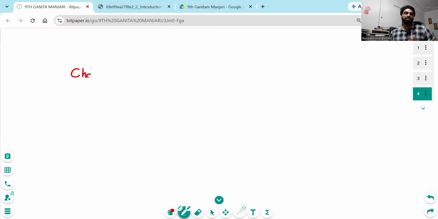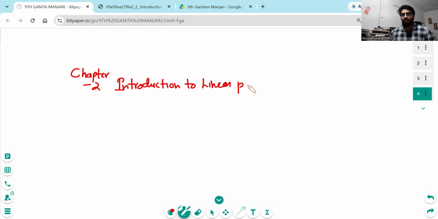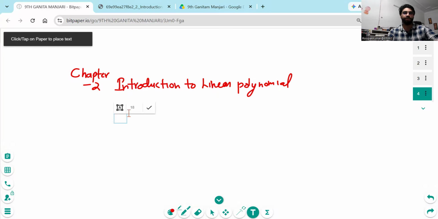So chapter 2 is one of my favorite chapters also, which is known as polynomial. So the title of the chapter in Ganita Manjari is Introduction to Linear Polynomial. This is the title of the chapter that we'll be doing. I hope you can see the annotation, linear polynomial. In every video, we'll be keeping it shorter so that you can understand as much as possible within the span of 20 or 30 minutes.